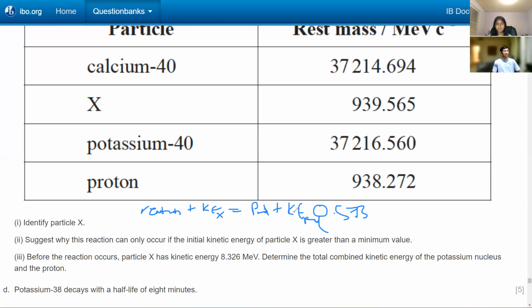Okay, that means it's reactants minus products plus the kinetic energy of X. But reactants minus products is negative, right? So do you just take the absolute value of that? No, it's negative, and then you add it to the kinetic energy of particle X. The reason it's negative is that's why you need the extra kinetic energy from particle X to overcome that. Okay, that's right. So yeah, 8.326 minus 0.573.